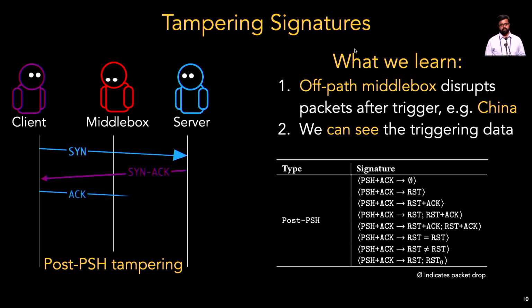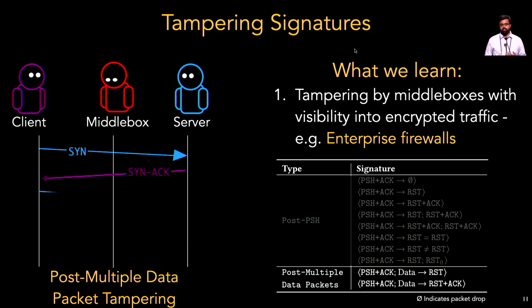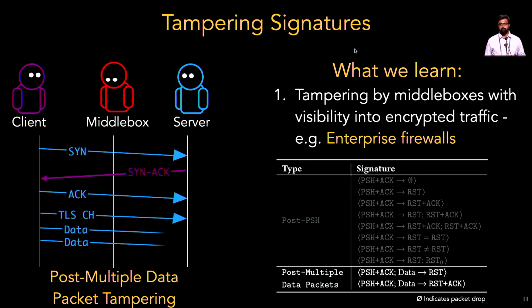In our post-push signatures, we, as the server, would see the first data packet, but then immediately receive certain tampering signals from the middle box. This is usually performed by on-path middle boxes, such as those deployed in the Great Firewall. The advantage in this case is that we as the server can see exactly what the data is that triggered the tampering. Finally, we also created some signatures that detect tampering further into a TCP connection. But these are usually performed by enterprise firewalls that have visibility into encrypted traffic.